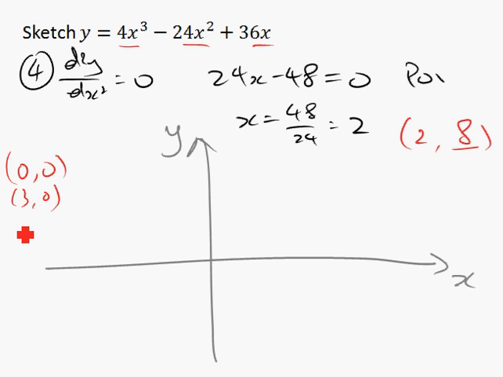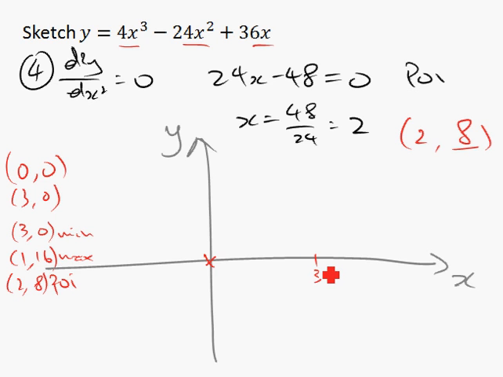I have my turning points, which is again 3, 0. And that's a minimum point. I have 1, 16, which is a maximum point. And I have 2, 8, which is a point of inflection. So I should have all my points available here already. So let's start sketching. I'm going to mark down all the points in red. So 0, 0 is somewhere here. 3, 0, I'm just going to call it somewhere here.